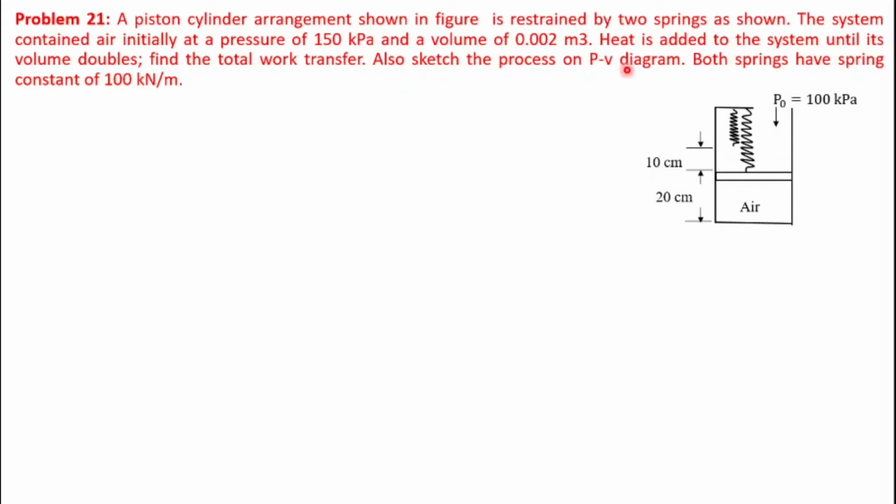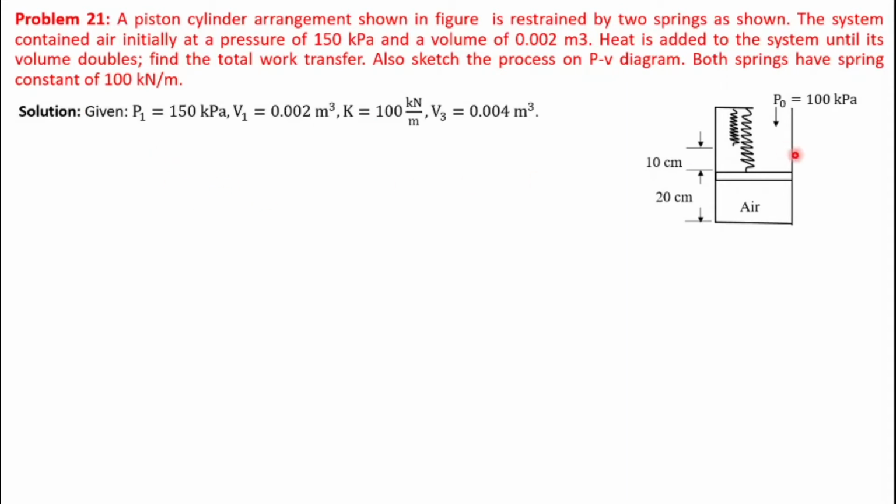Sketch the process on a PV diagram. Both springs have the same constant of 100 kilonewton per meter. This is the question. So first, what are the given?